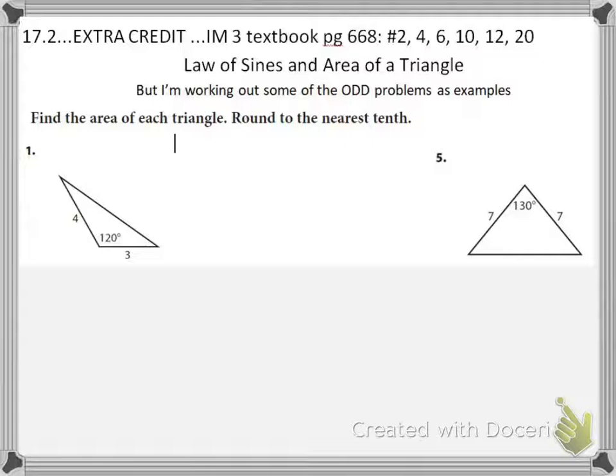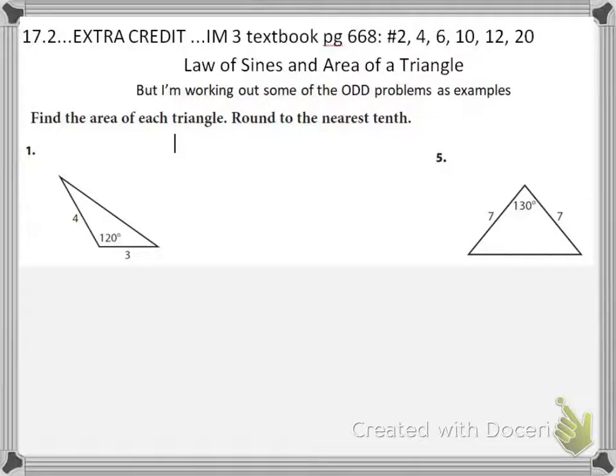I didn't make my own notes this time because I thought instead I'd work out all these odd problems. You're not going to do the odds. You're going to do the evens. Since it's extra credit, you're only doing evens. None of the answers are given. These are just good examples for you to see what you're doing without me actually working out any of the problems for you.